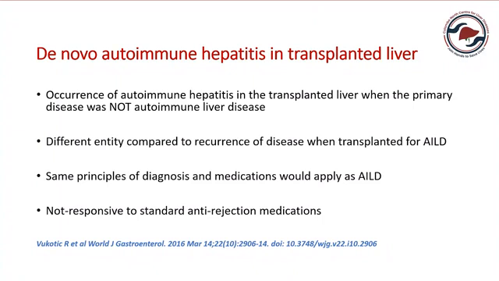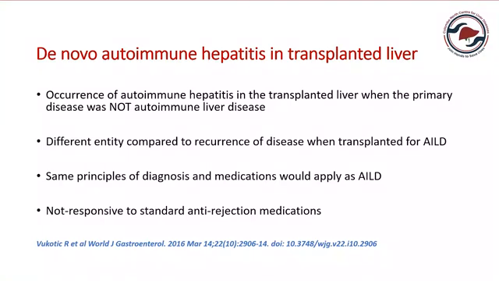Right, moving into de novo autoimmune hepatitis in the transplanted liver. The definition is occurrence of autoimmune hepatitis, autoimmune liver disease, in the transplanted liver when the primary disease was not autoimmune liver disease. If the primary disease was autoimmune liver disease, we would say recurrence of the same disease. We would not call it de novo autoimmune hepatitis. It's a different entity compared to recurrence in an autoimmune liver disease child. The same principles of diagnosis and medications would apply, the same diagnostic tests and same treatment modalities we have to use as for autoimmune liver disease.